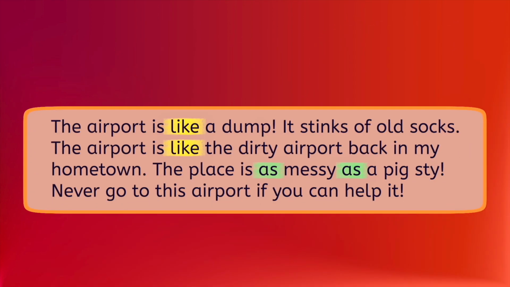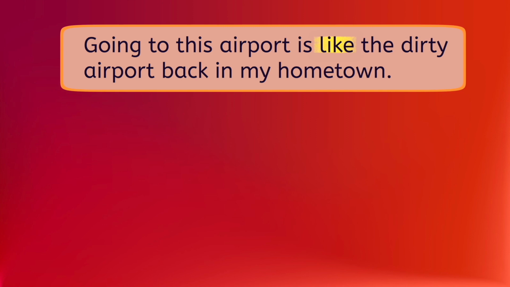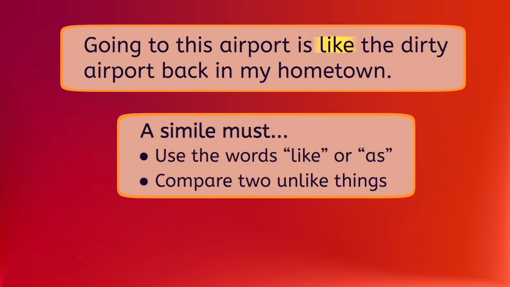How about our next one? The next sentence that uses the words like or as is, "Going to this airport is like the dirty airport back in my hometown." This sentence definitely has the signal word like as listed in the criteria for simile. But does it compare 2 unlike things? What are the 2 unlike things being compared? This sentence is comparing the airport to another airport.